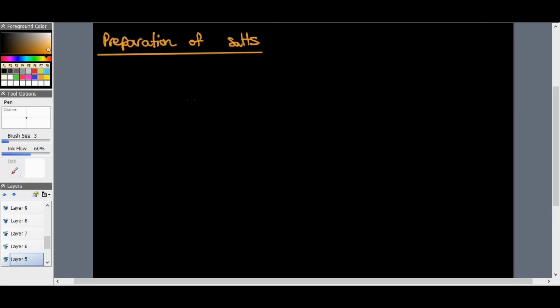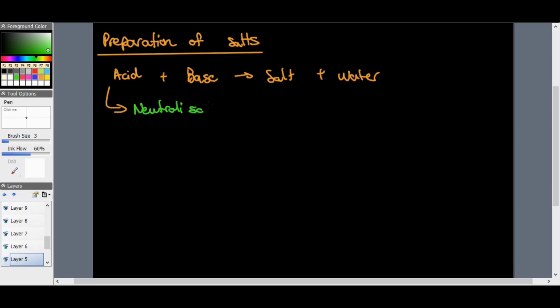So preparation of salts, this usually happens when an acid and base reaction results in a salt and water being formed. That'll be known as a neutralization reaction. So where the acid reacts with a base and we get a salt plus water, this is called a neutralization reaction, when an acid reacts with the base and we get a salt and water.